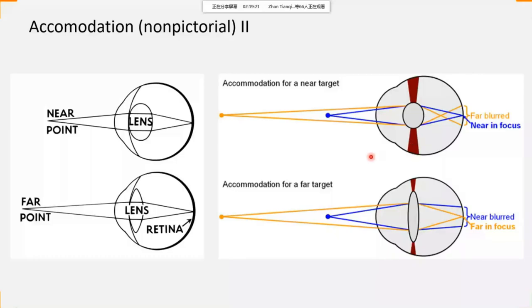And the interesting thing is that you can do this with just one eye. So you can cover one eye, and with the other one, you can still do that. So you can focus on things that are near to you or on things that are far away. And therefore, accommodation is a monocular static depth cue.